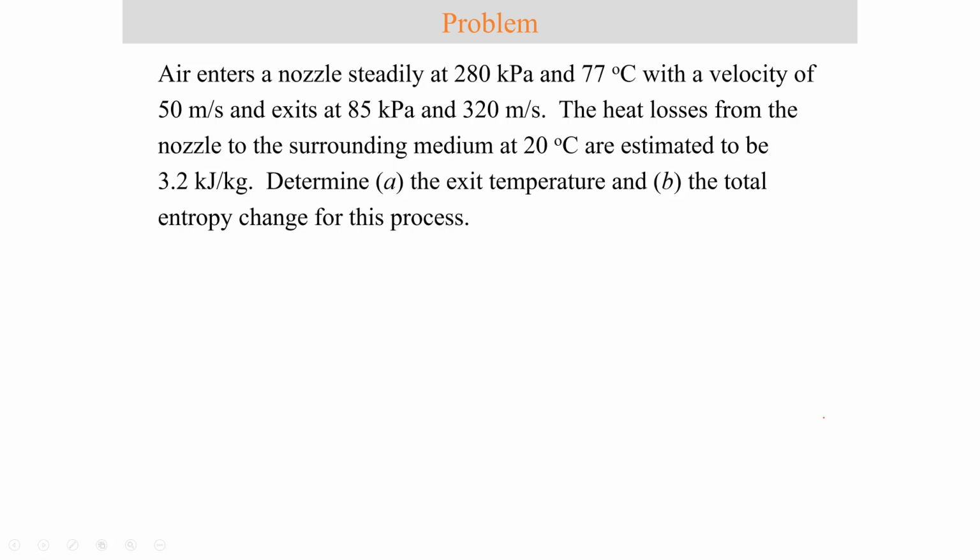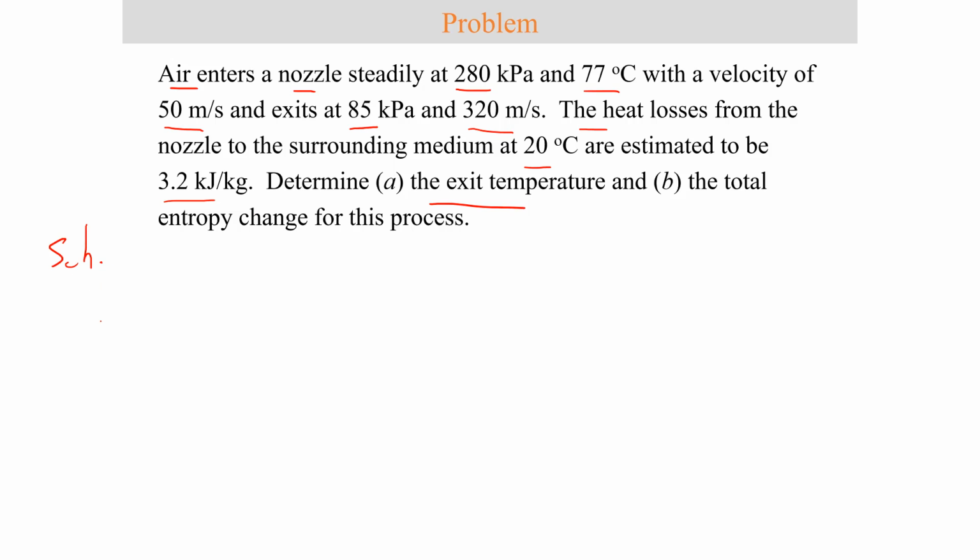Continue with another example problem. In this example problem, air enters a nozzle steadily at 280 kilopascals and 77 degrees Celsius with a velocity of 50 meters per second and exits at 85 kilopascals and 320 meters per second. The heat losses from the nozzle to the surrounding medium at 20 C are estimated to be 3.2 kilojoules per kilogram. Determine the exit temperature and the total entropy change.